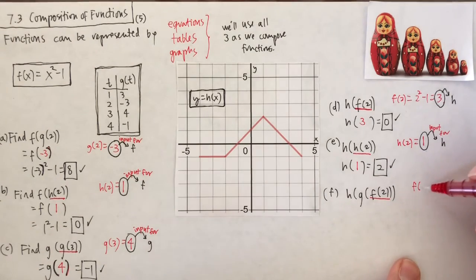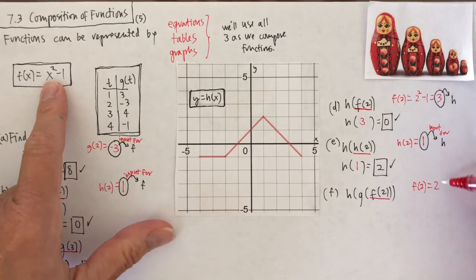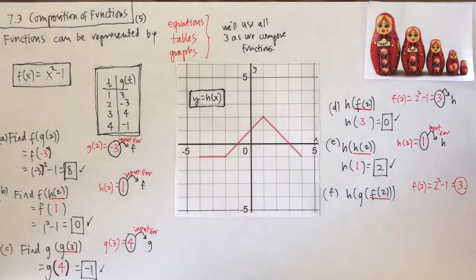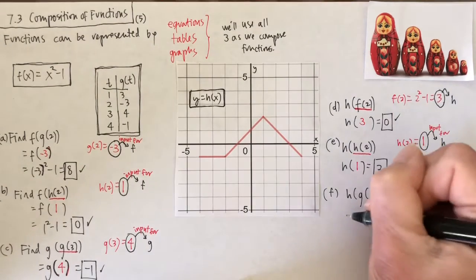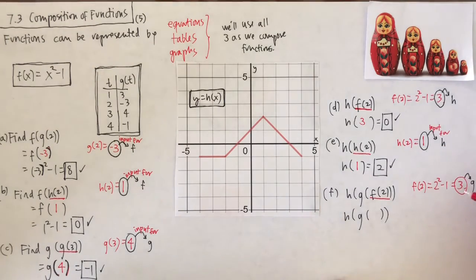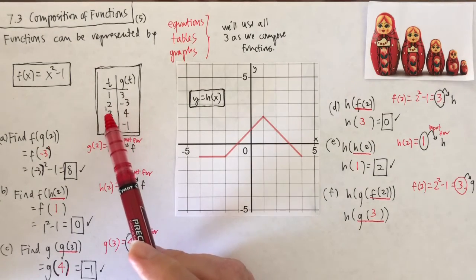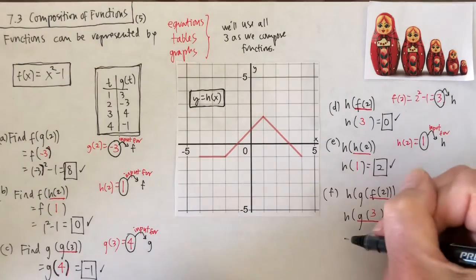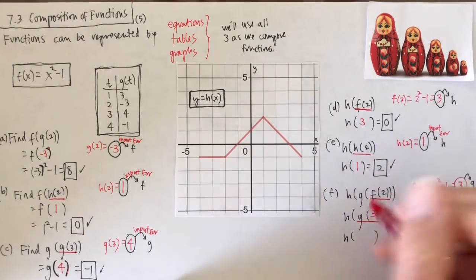f of 2 is 2 squared minus 1, which is 3. Okay, this is going to now go into the function g. So I have h of g of, f of 2 was 3. Okay, next I need to work on this one. I can totally do that. g of 3, if my input is 3, my output is 4. So g of 3 is just 4.